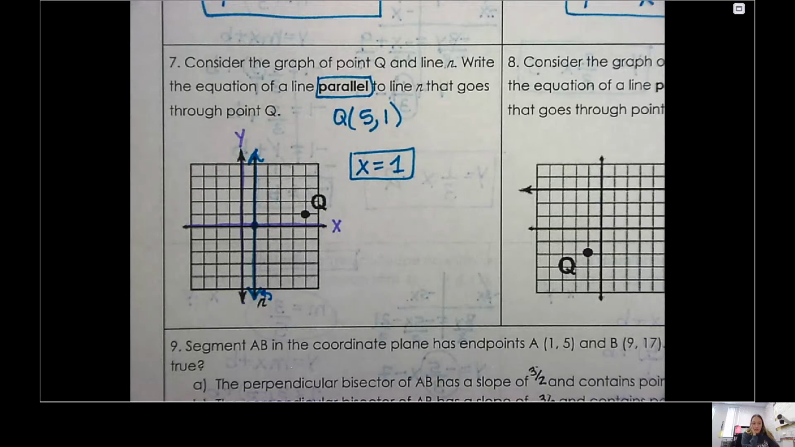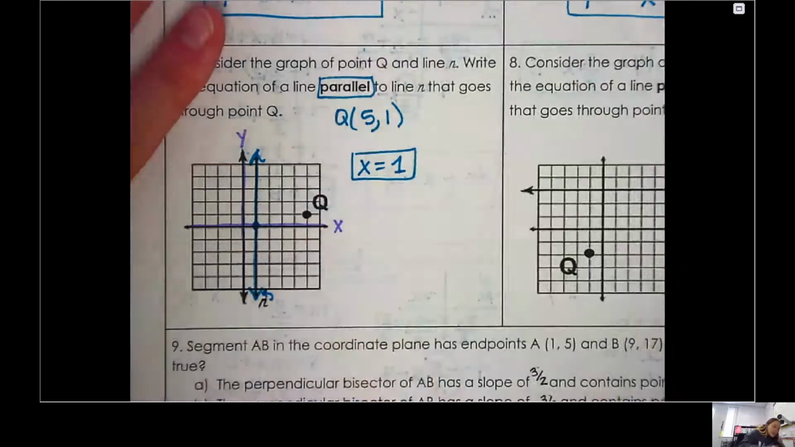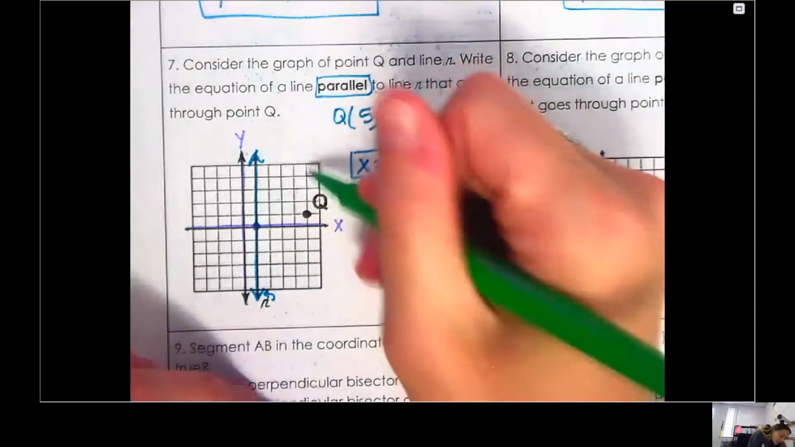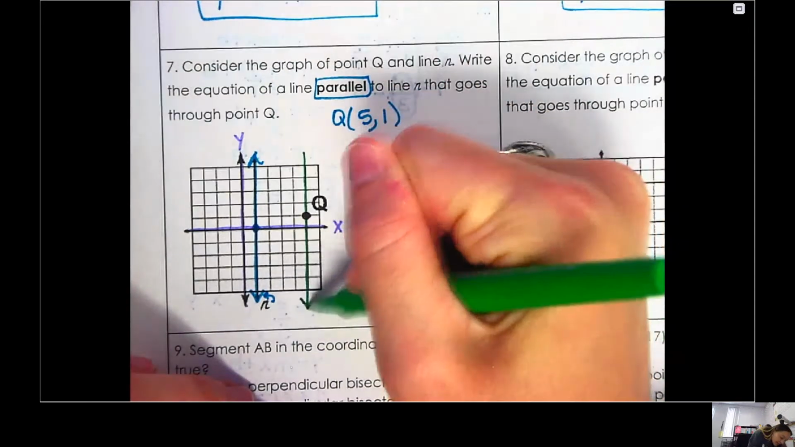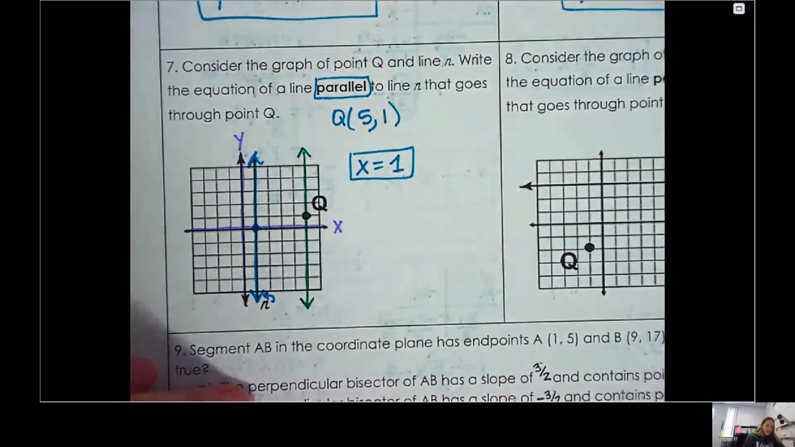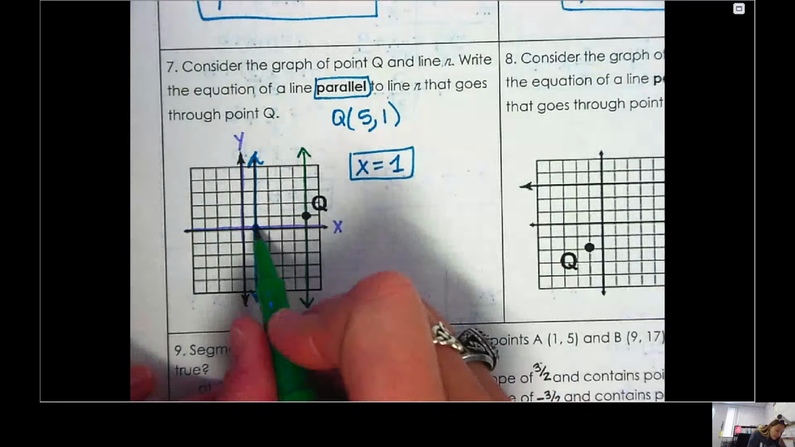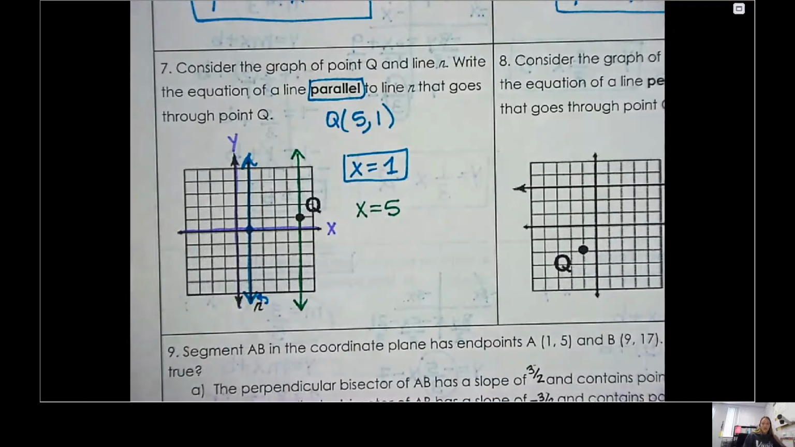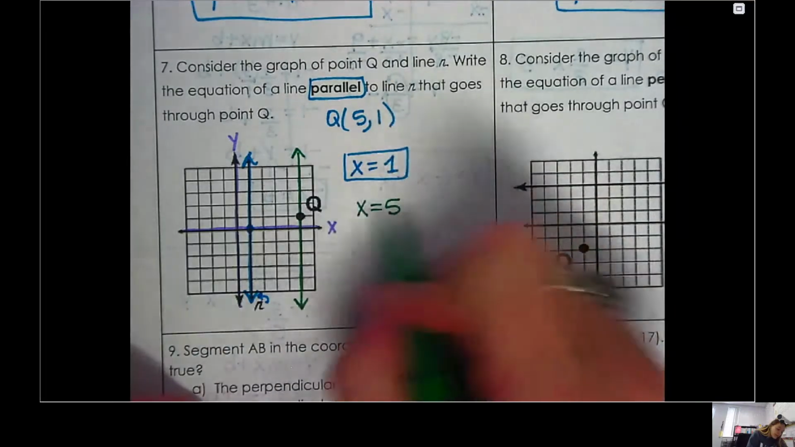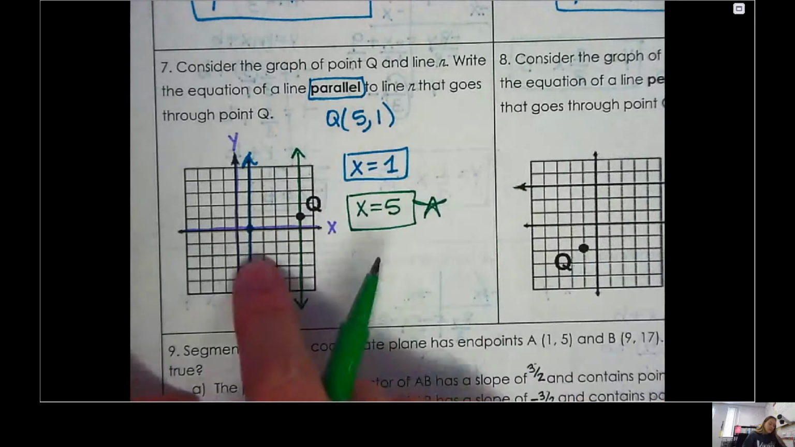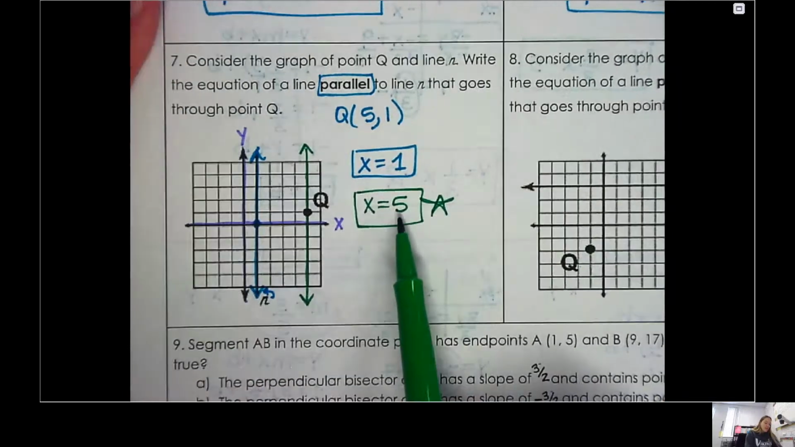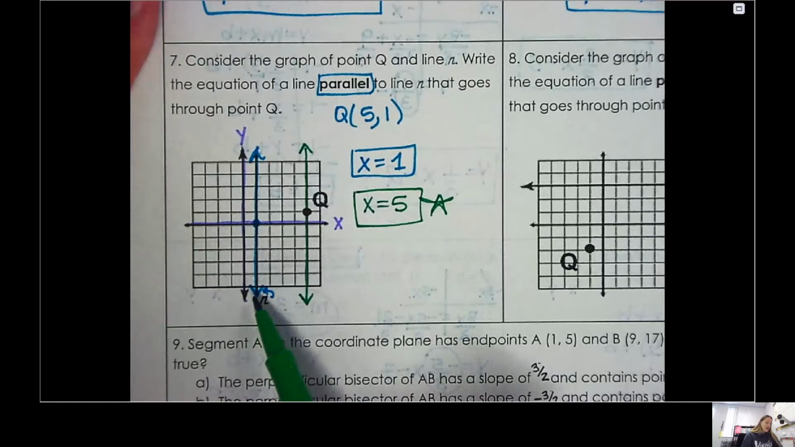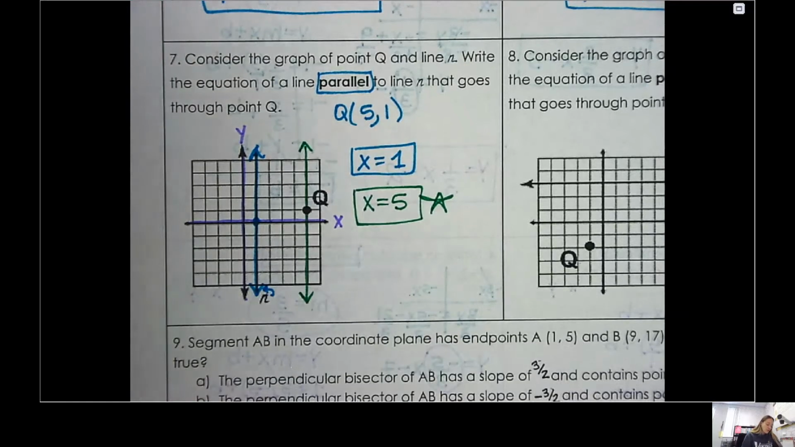Now I want it to go through the point Q. I want it to be parallel, which means I want it to be another vertical line. So I want my line to be, I have a different color, I want my line to be right here. So if I write the equation of that line, the equation is just x equals 5. And that's it. It's a vertical line. So the parallel one, this is actually my real final answer there, right? Because this was the blue one. This is my final answer. This is the equation of a line that is parallel to line N that goes through point Q.